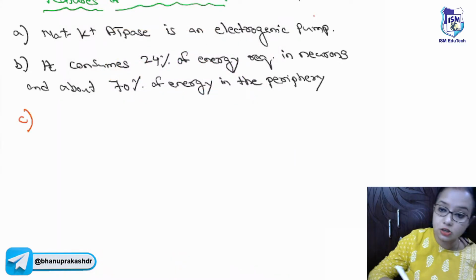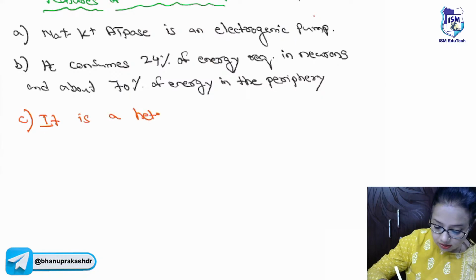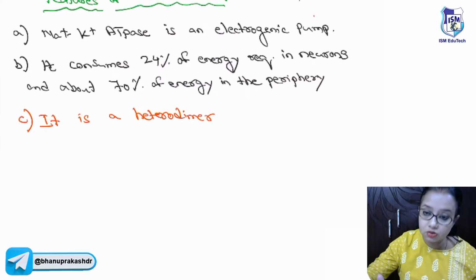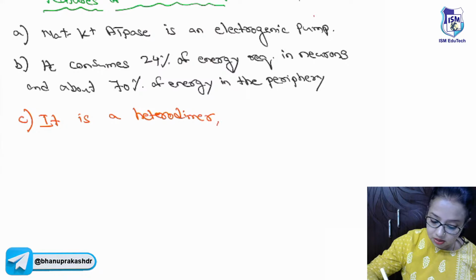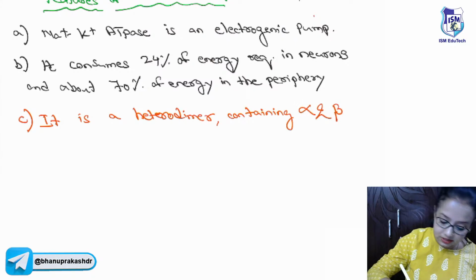Physically, how does it look? We'll draw it also. It is a heterodimer. Now, by the term dimer, we know that it has two subunits. Heterodimer containing alpha and beta subunit. Okay.